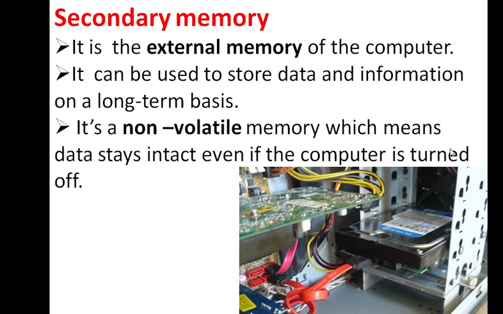So what do you mean by secondary memory? It is the external memory of the computer. Why external memory? Because this device is outside of the motherboard. Main memory will always be kept in the motherboard, but secondary memory is outside the motherboard. That's why we call it external memory. This is your external memory.